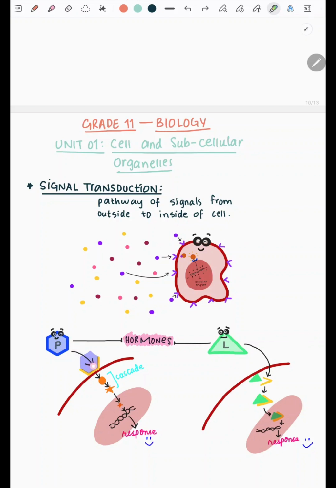The molecules attached to the receptors form a receptor hormone complex. This will activate a series of reactions called cascade inside the cell. The second messenger molecule will cross into the nucleus, activate the DNA, and generate the response.